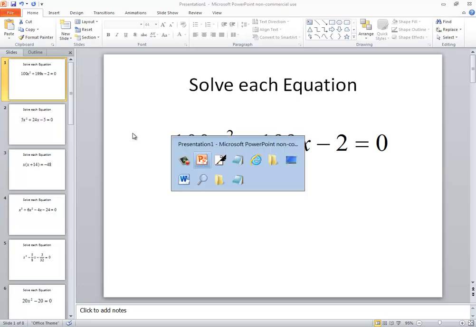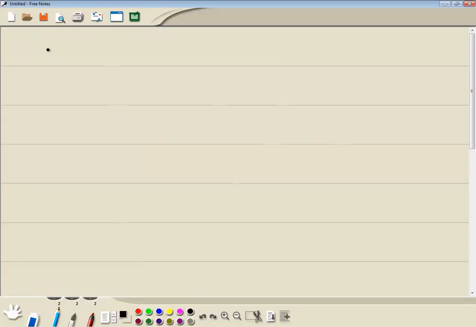Take a look at this problem. We have 100x squared plus 199x minus 2 equal to 0. Okay, we're going to be using the zero factor property, so we have to get 0 on one side, which we already have. Then we need to factor the other side.